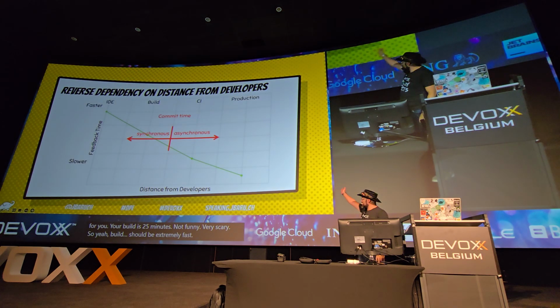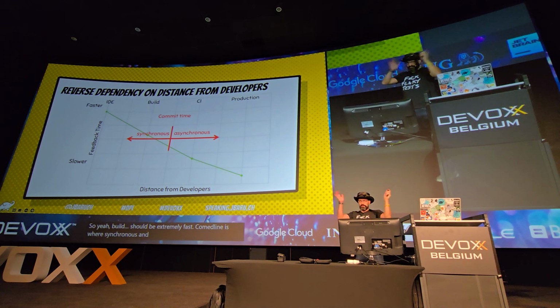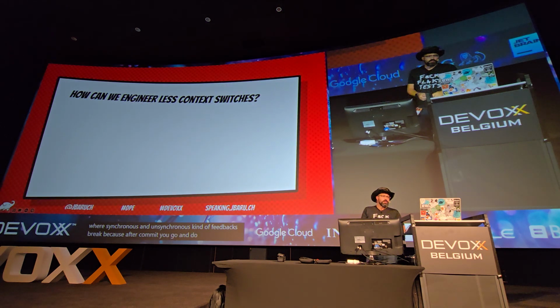The commit line is where synchronous and asynchronous feedback break, because after a commit you go and do other stuff. So how can we engineer fewer context switches?